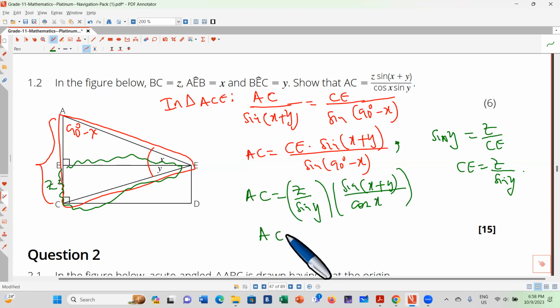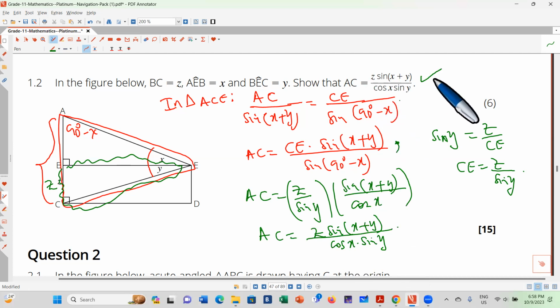So we have AC, which is therefore z into the sine of x plus y divided by cosine x sine y. How far are we? AC is equal to, this is what we're supposed to prove. AC is equal to z into the sine of x plus y divided by the cosine of that.